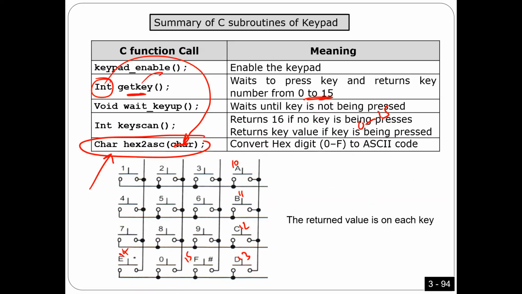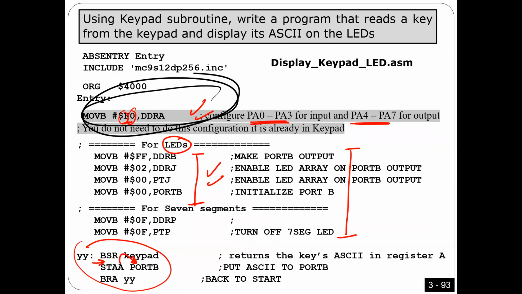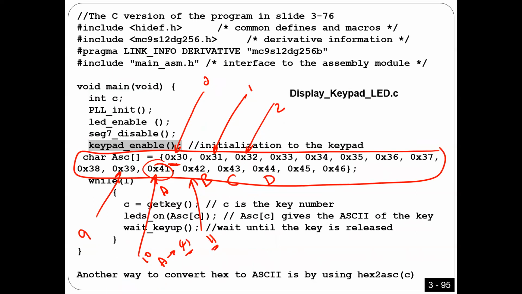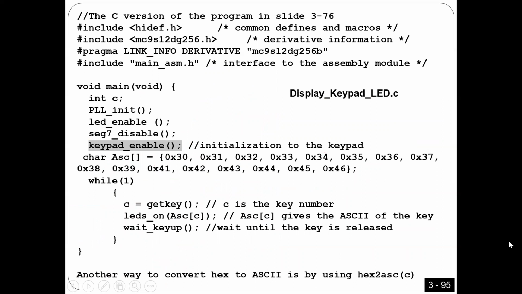Okay, so now I want to do the same program I did here in assembly. I want to do it in C. As you see here, guys, I have to use this one to initialize the keypad only one time at the beginning of your program. Because I'm using LEDs, I can use this one, LED enable. Also, I have to use this one for 7-segment disable. So this part here is just initialization.